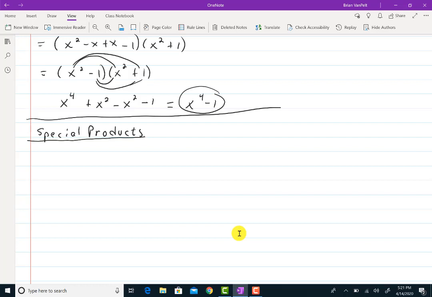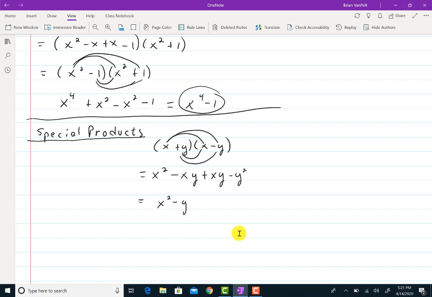And look at this. If I take x plus y, x minus y, and multiply it out, let's do this. I get x squared, but then when I do this, I'll get negative x times y, but in here, I'll get positive x times y, and then finally, minus y squared. Well, look what happens to the xy terms. They disappear. So this product is called the difference of squares.